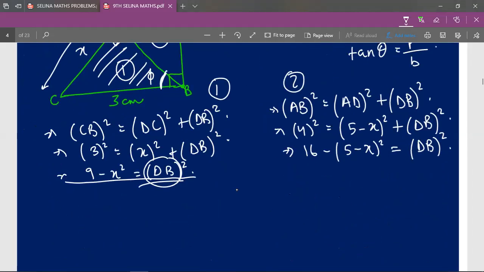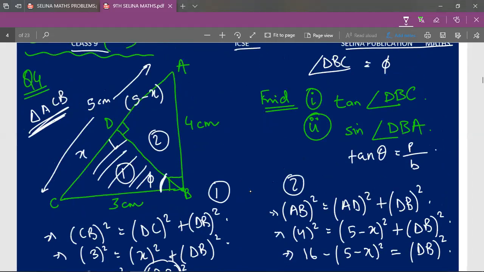So can I say that if DB whole square is the same in both parts of this Pythagoras theorem, then 9 minus x square is equal to 16 minus 5 minus x whole square? Why? Because DB whole square is equal to DB whole square, and in both the triangles the base is the same, the side is the same.